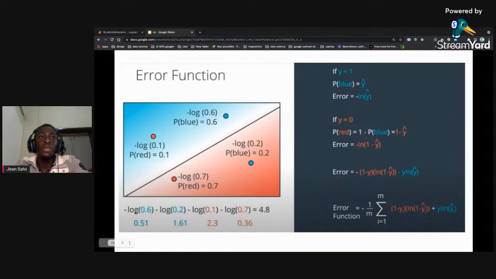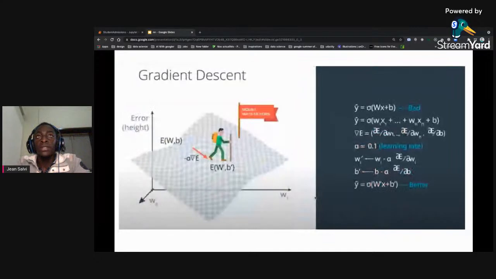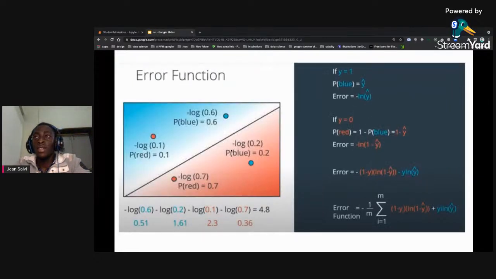And if we sum up the negative of the logarithm of this error, we come up with the cross entropy, which is the error here. So that's what I was explaining in this part. As you can see, it's a summation of that function we used: 1 minus y times ln of 1 minus the prediction, plus y ln of the prediction. And that will lead us to gradient descent.